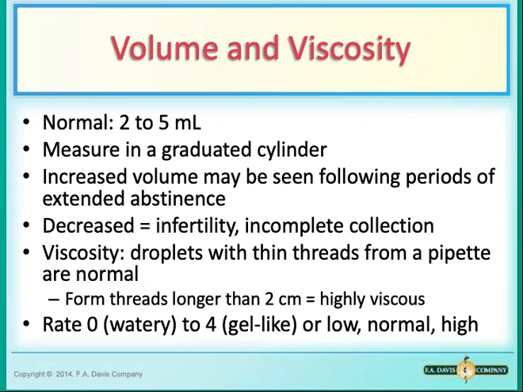You can use a rating scale, with a rating of 0 meaning a watery sample, all the way to a 4, which would mean a gel-like specimen in terms of viscosity. Viscosity can also be reported as low, normal, or high. We must definitely assess viscosity, because increased viscosity and incomplete liquefaction really make the testing for sperm motility and concentration difficult to perform.